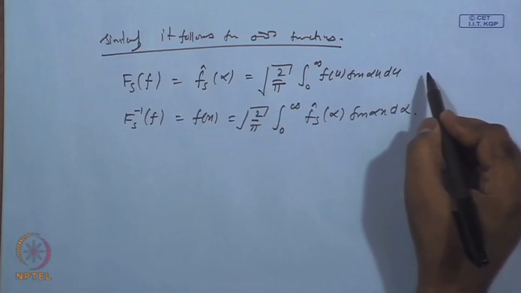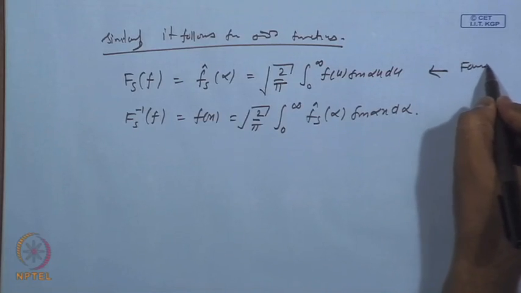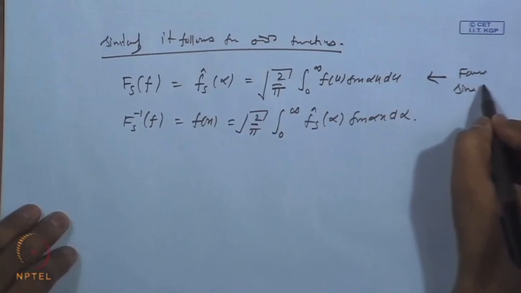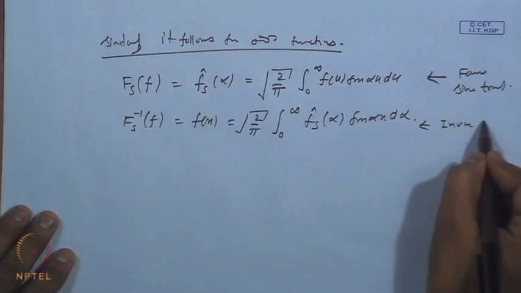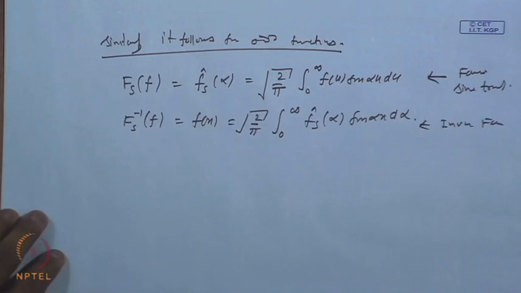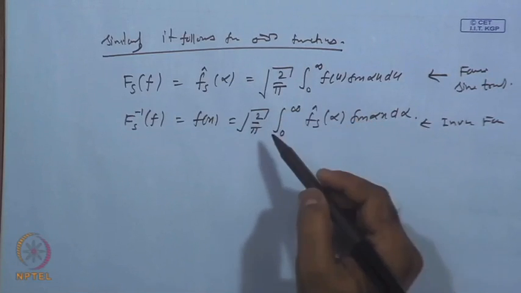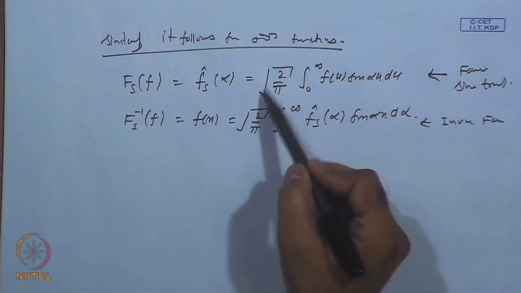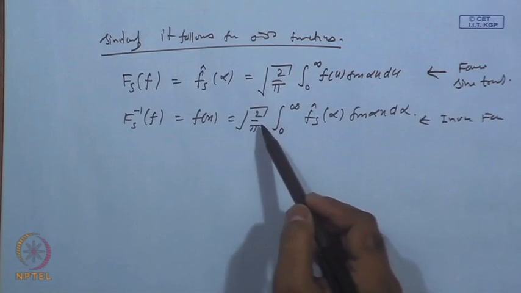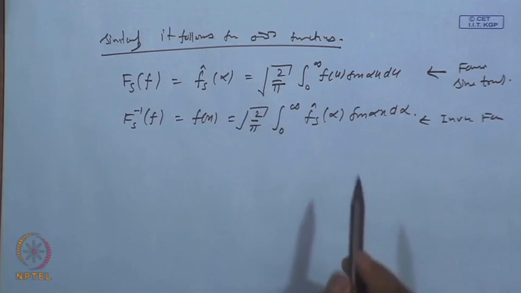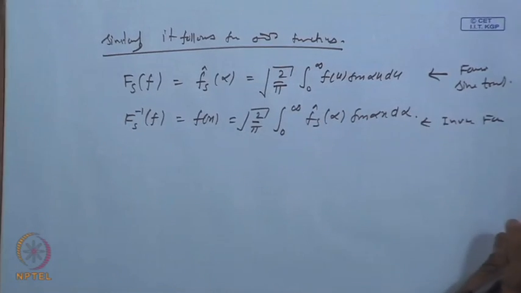So, this is the Fourier sine transform, and this is the inverse Fourier sine transform. There are different versions available in the literature. We can have the complete 2 over pi on one side and remove this factor from the other, or vice versa. But we will follow the convention that the same factor is sitting in both.